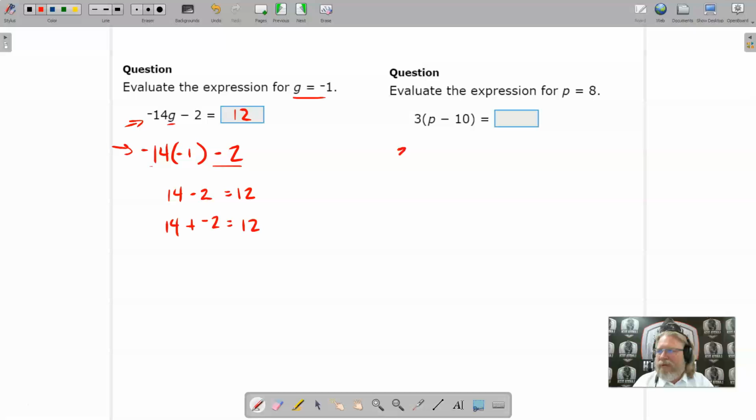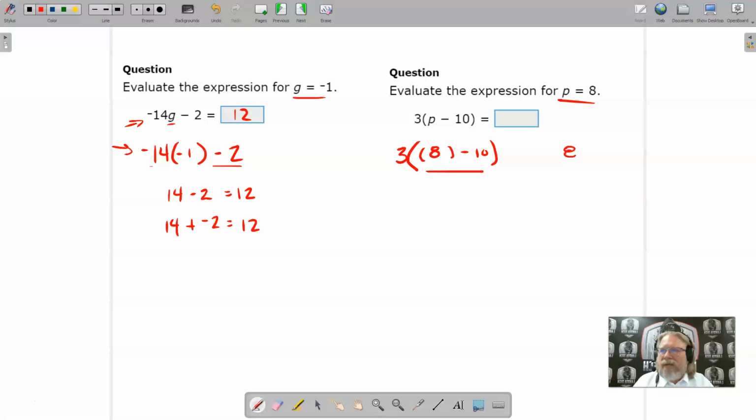So we have 3 times the value of, and I'll put a smaller parenthesis in here to hold the p, minus 10. And then let's plug in whatever that value of p is that goes there, and that's 8. So let's deal with the parentheses first. So I'm focused on 8 minus 10.